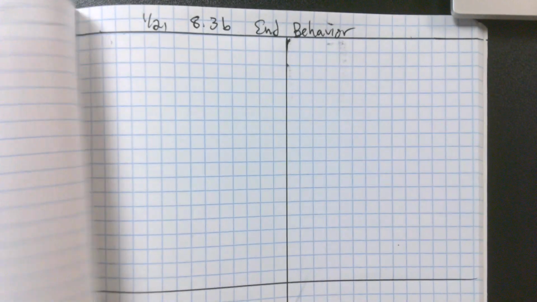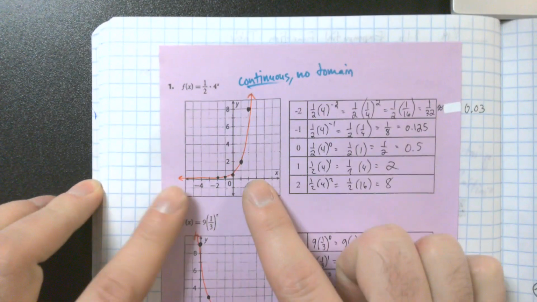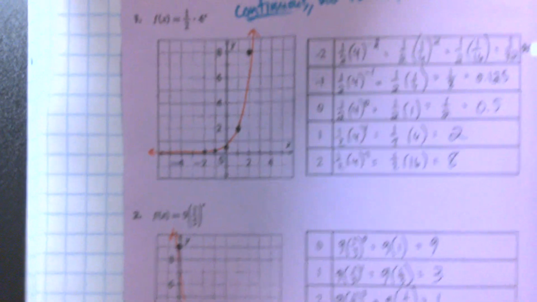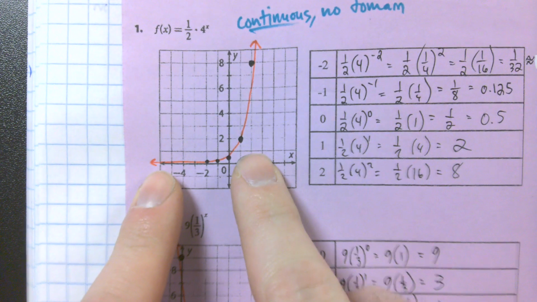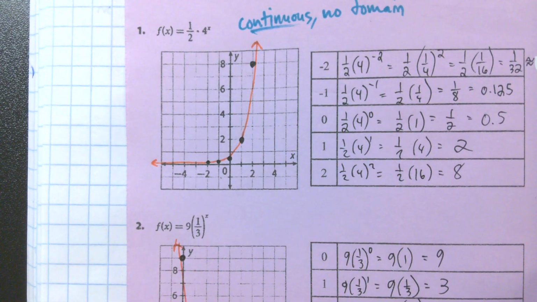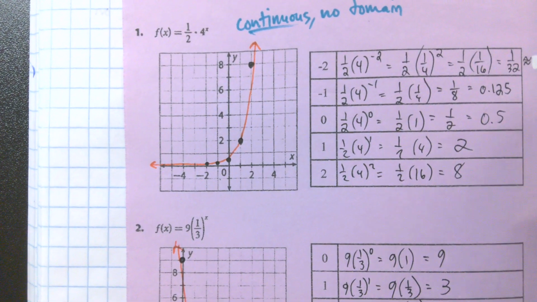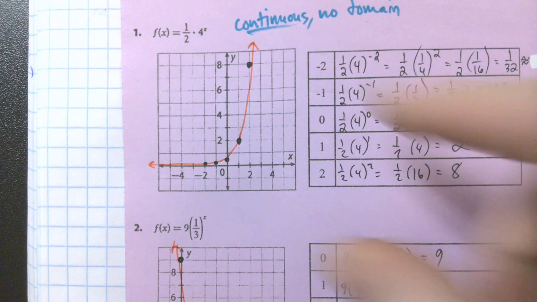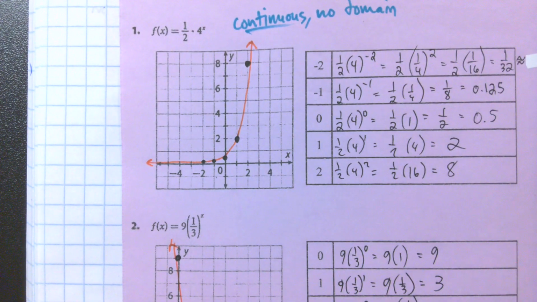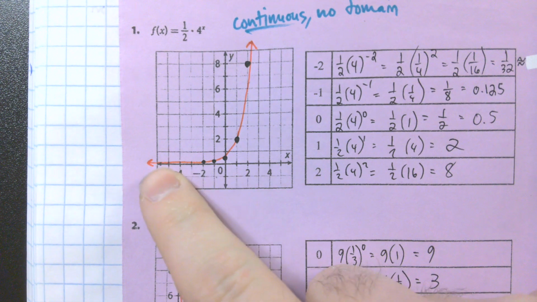So, let's take a look back real quick. If I have a graph that looks like this, an exponential graph, what's happening to my right arrow? It's going up, right? How far is it going to go up? Forever. So what number will be used to represent forever in this case? Infinity. Good.